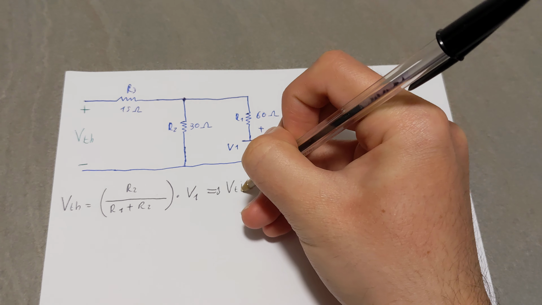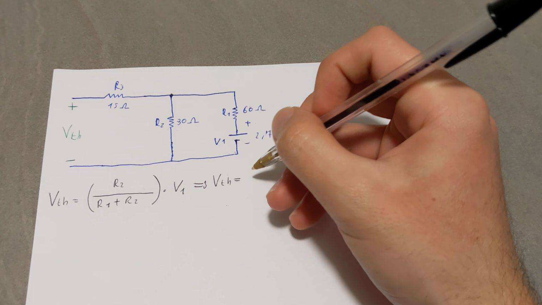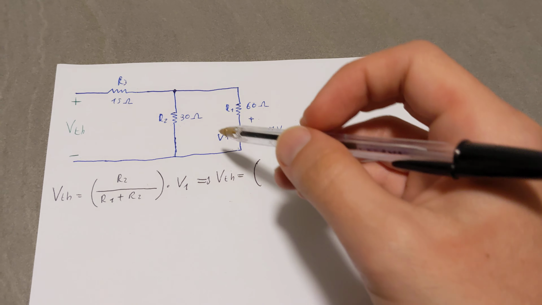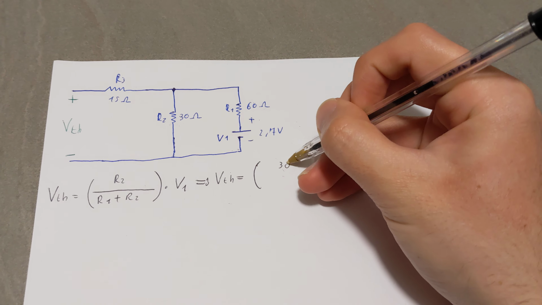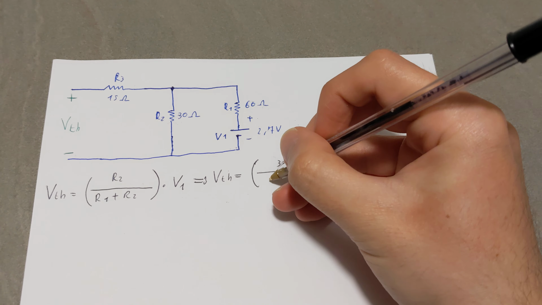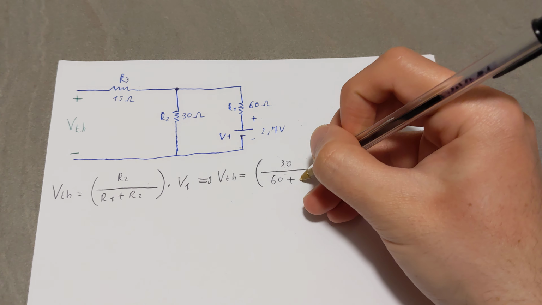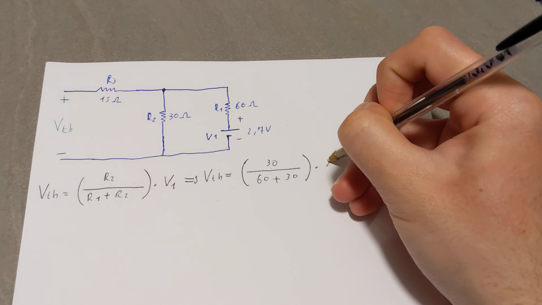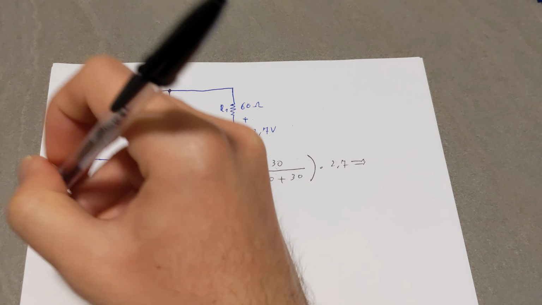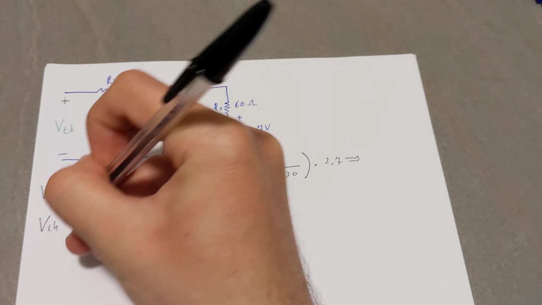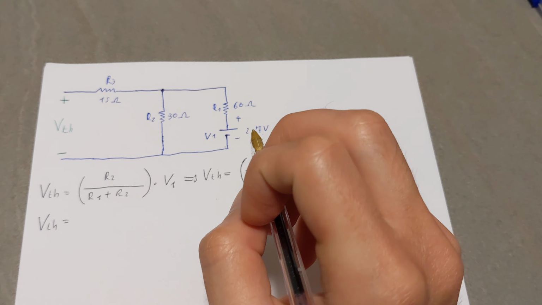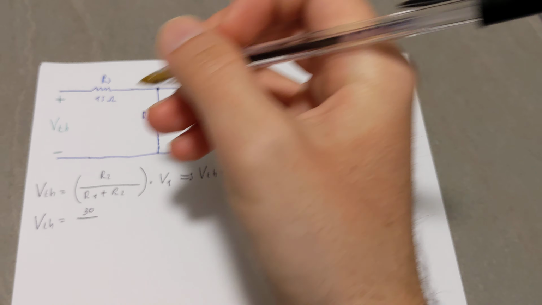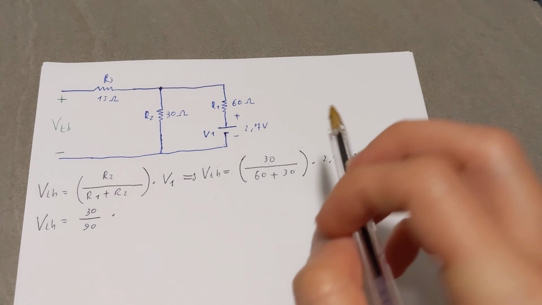So the Thevenin voltage is going to be given by, well, let's put numbers in here. R2 is 30 ohm, so 30 over R1, which is 60, plus R2, which is 30. Everything times V1, which is 2.7. And now it's just a matter of computation. So again, we're going to have 30 over 60 plus 30, which is 30 over 90, everything times 2.7.